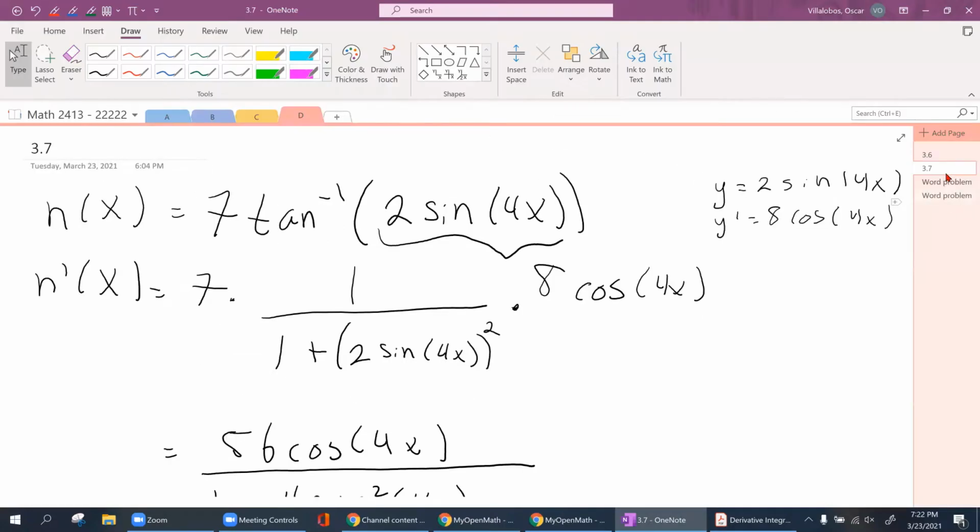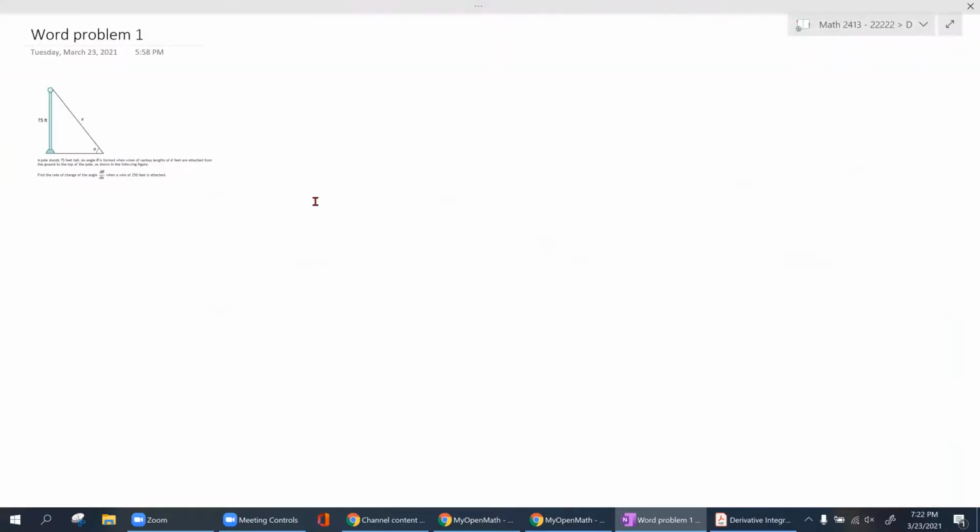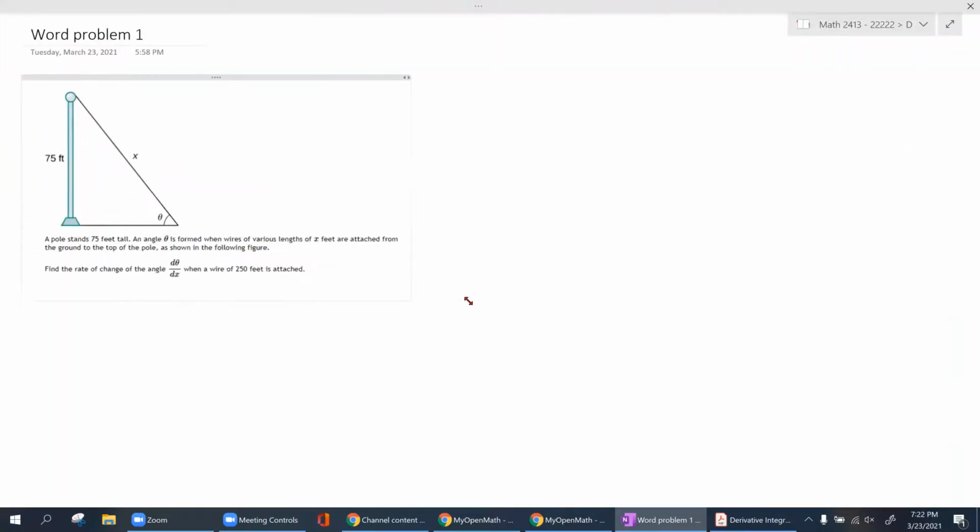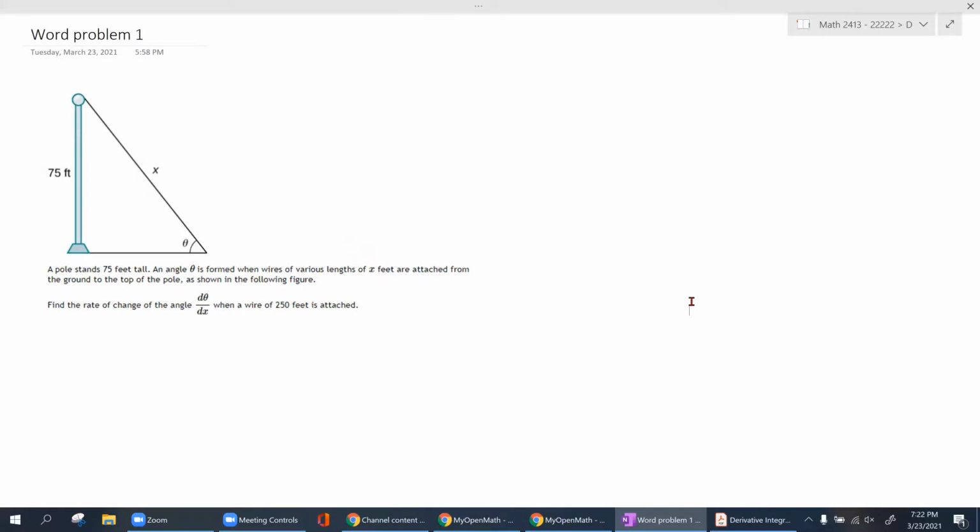But there are 2 word problems I wanted to get started on, because exam 2 and 3 are going to be pretty word problem heavy. I figured I'm going to add 2 to this section. Let's get started. You're told here that a pole stands 75 feet tall at a given angle. It's formed when wires of various lengths x are attached from the ground to the top of the pole. They want you to find the rate of change of the angle when a wire of 250 feet is attached.